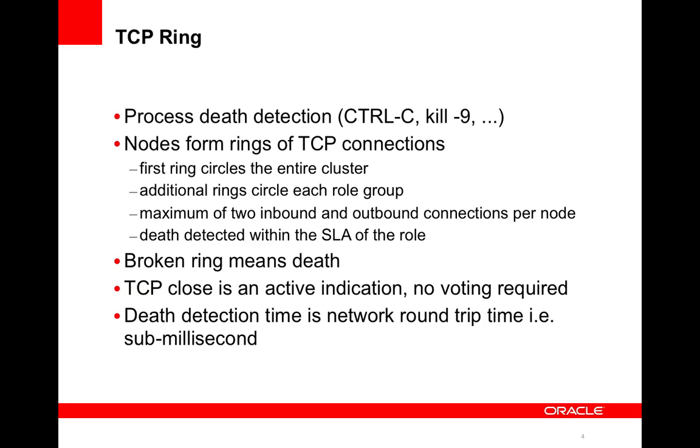If node 3 sees that the TCP connection to node 2 has been closed, then it will tell the rest of the cluster that node 2 has gone away. This is an active indication. In order to know that the TCP connection has been closed, we're actually told by the TCP stack and the kernel of the machine running node 2 that the process was terminated and that connection was closed. Because we've been told this in an active way rather than via a timeout, there's no voting required. We know for absolute certain that the process is gone.